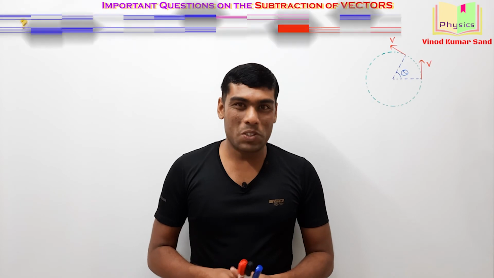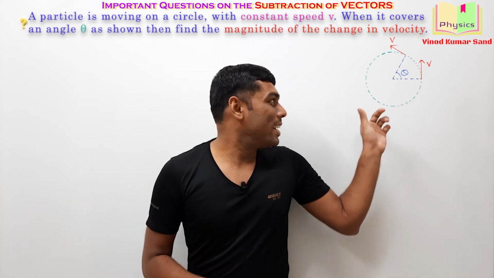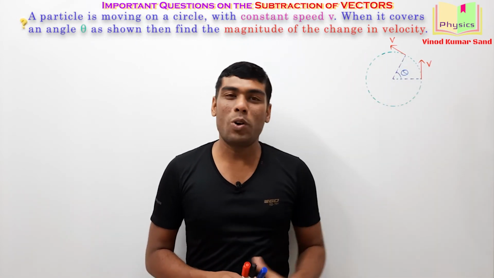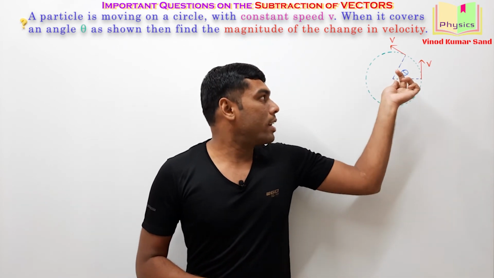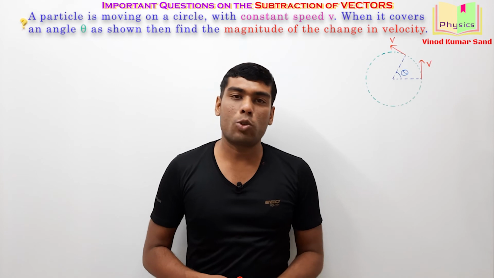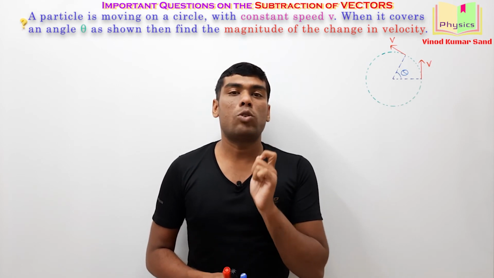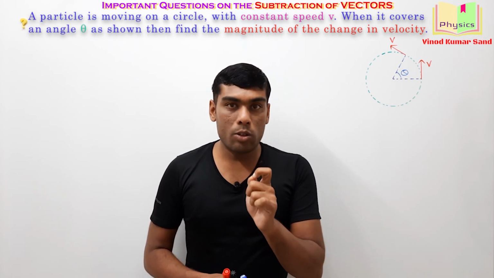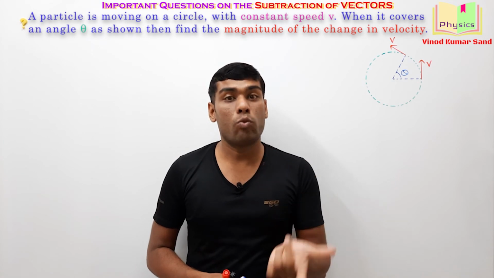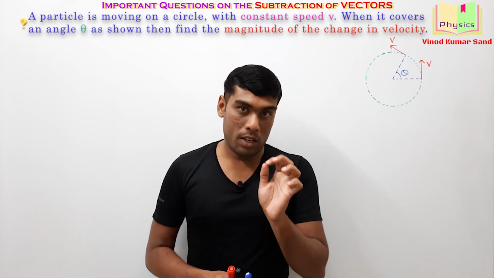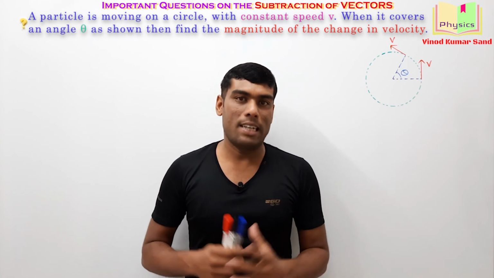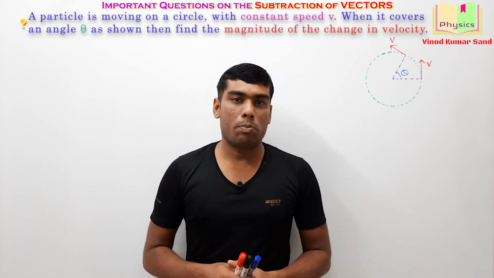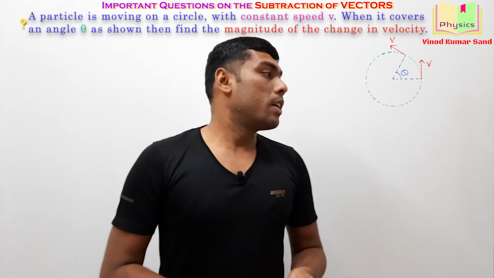Here is the next question. It's an important one. A particle is moving over the circle with the constant speed v. When it covers an angle theta as shown in the diagram, we need to find the magnitude of the change in velocity. Okay, it's a pretty important question. Pause the video here and read the question carefully, then we'll proceed to the solution.